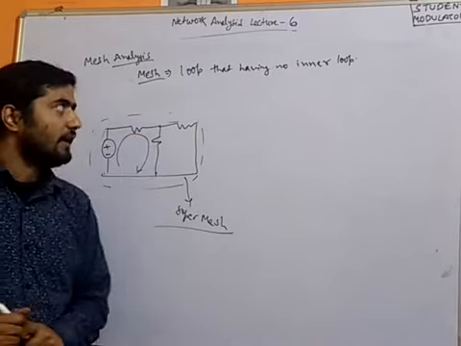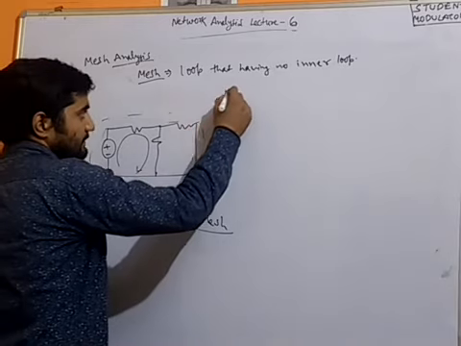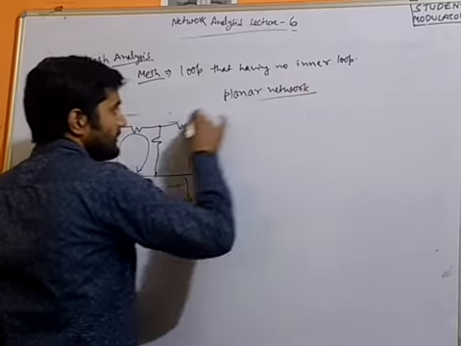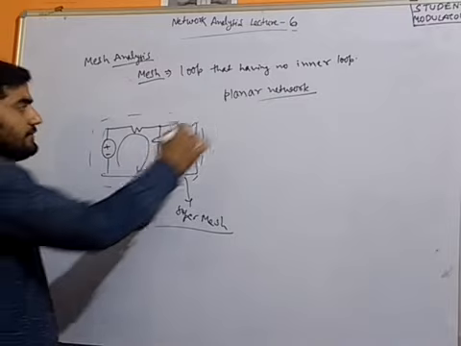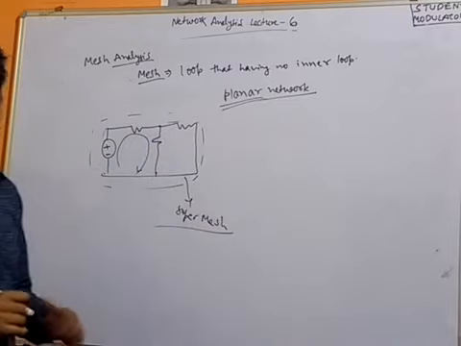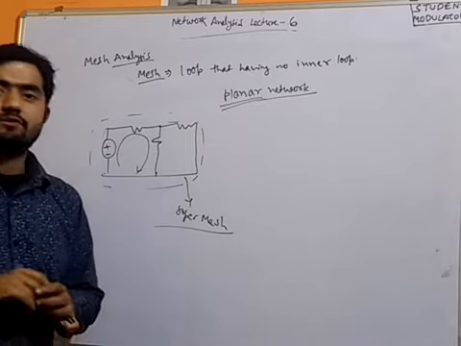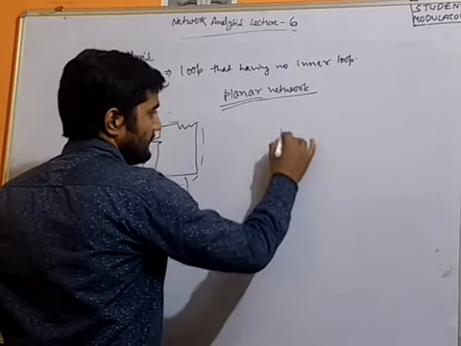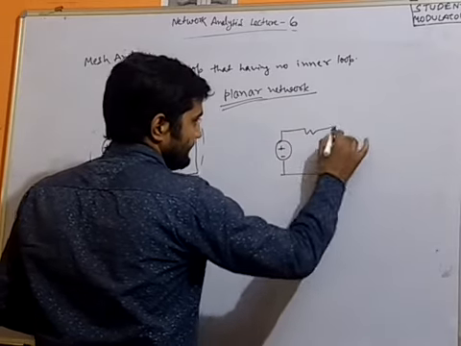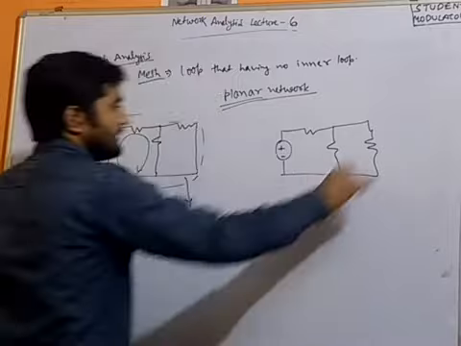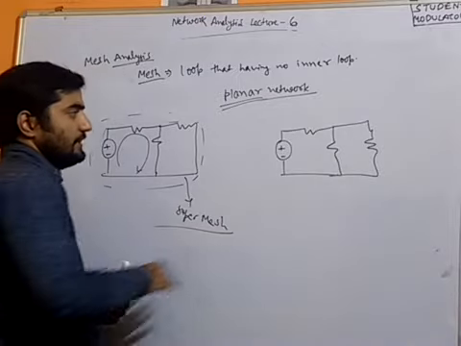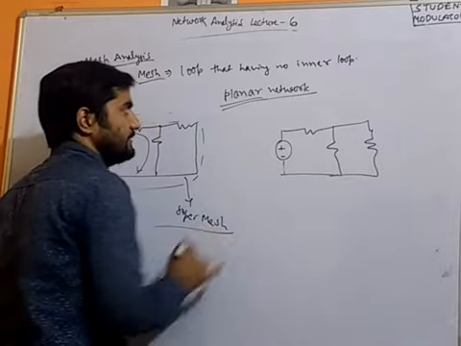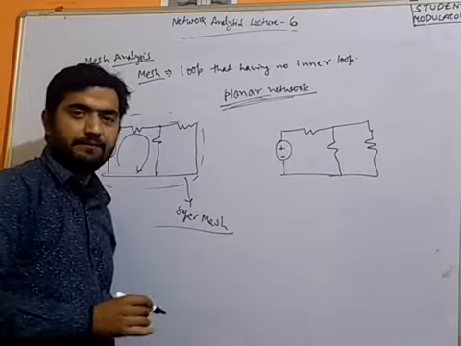One more definition that we must know is the planar network. By the name itself, it is clear that any network drawn in a single plane is called a planar network. For example, I am taking this one. The entire circuit has been drawn in a single plane, there is no other plane apart from it. So it will be called a planar network.